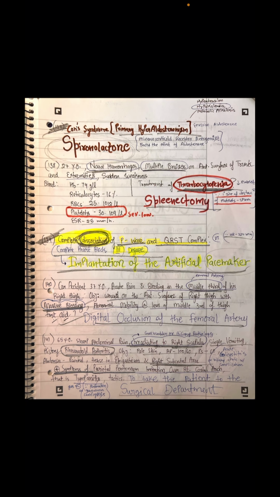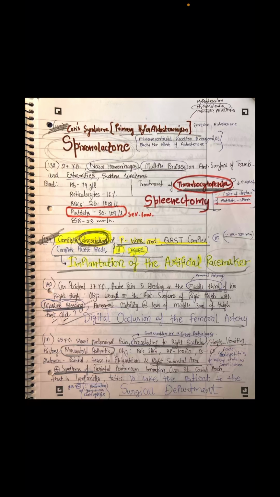Next patient, we have talked about it in Conn syndrome. In primary hyperaldosteronism, we are going to prescribe spironolactone to the patient, which is a mineralocorticoid receptor antagonist, which will block the effect of aldosterone. So our electrolyte imbalances can be corrected by this. You can watch my video on Conn syndrome and adrenogenital syndrome.